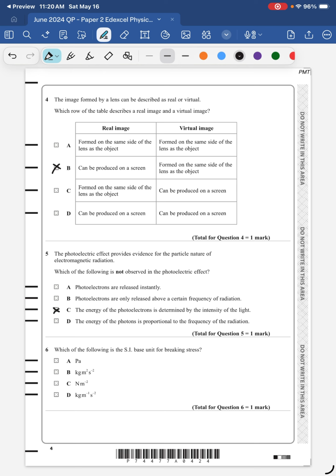Only the number of photoelectrons is determined by the intensity. And then D, the energy of the photons is proportional to the frequency of radiation. That's true. Okay, so C is the correct answer.